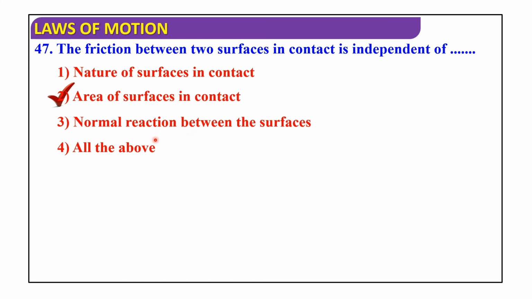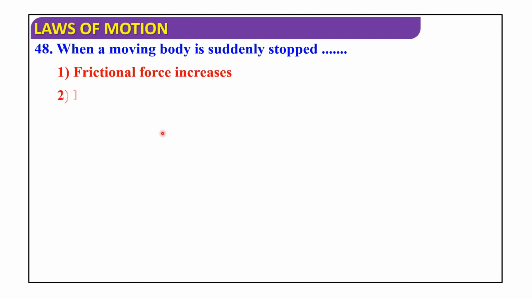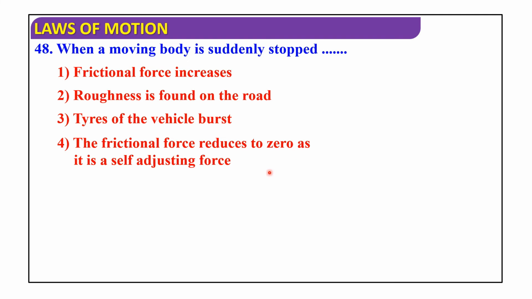Okay. Next, when a moving body is suddenly stopped: frictional force increases, roughness is found on the road, tires of the vehicle burst, the frictional force reduces to zero as it is a self-adjusting force. So here, when a moving body is suddenly stopped, the frictional force reduces to zero because frictional force is a self-adjusting force. So the fourth option is correct.